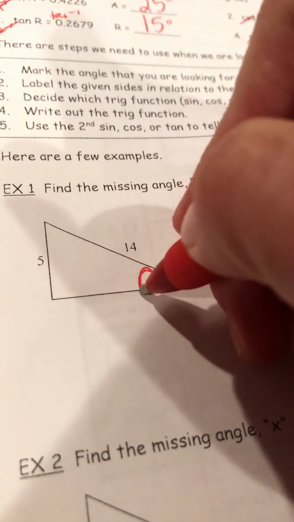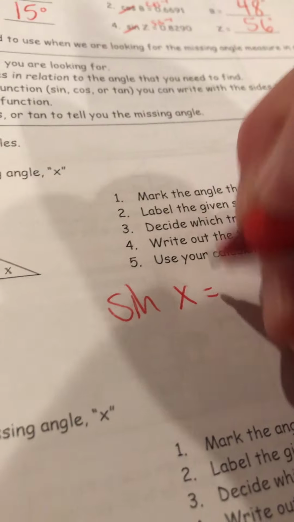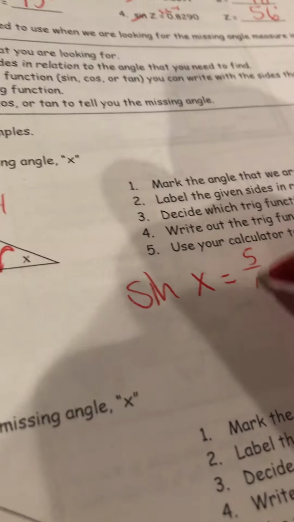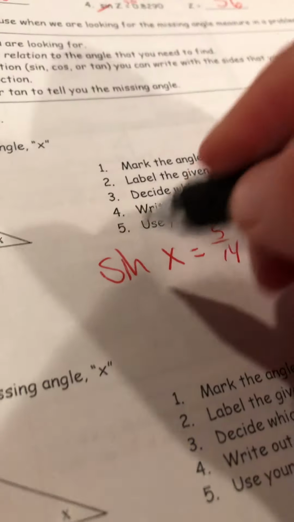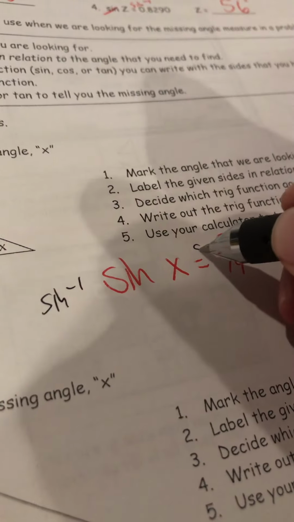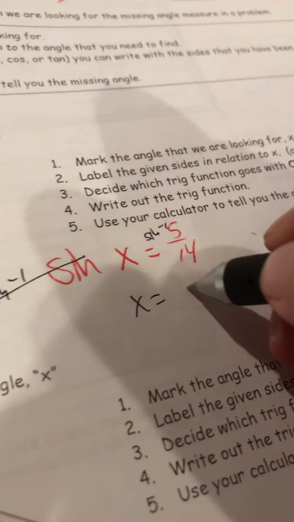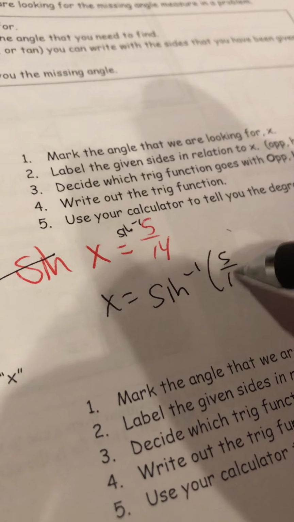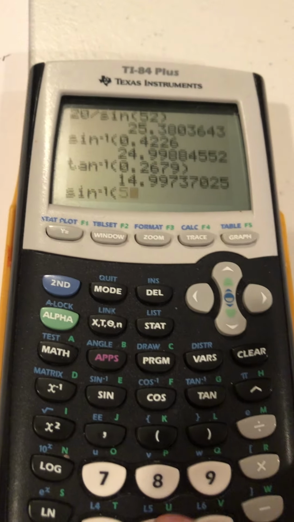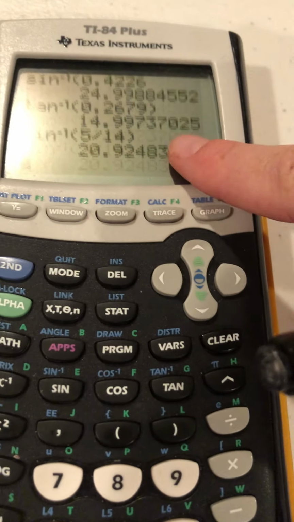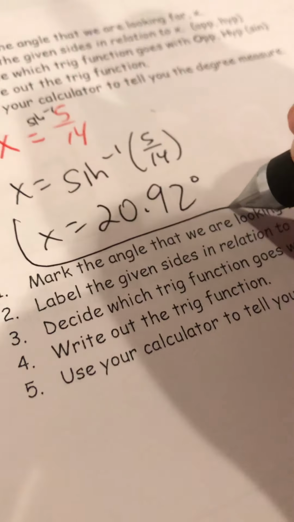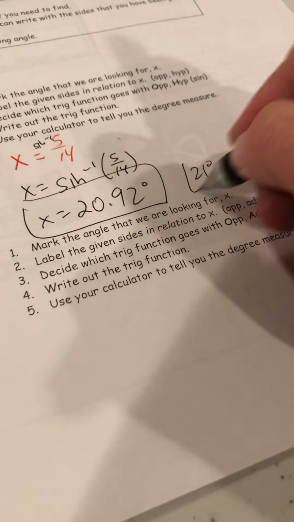So right here, this time, again, this should be a right angle, I'm so sorry. So we've got opposite and hypotenuse, so we know it's sine of something, that x, is O over H, 5 over 14. And I know the only way to get rid of sine is to do sine inverse. So x is going to be sine inverse of 5 over 14. So I'm going to do second sine 5 divided by 14, and I'm going to get 20.92, or 21 degrees, somewhere around there.